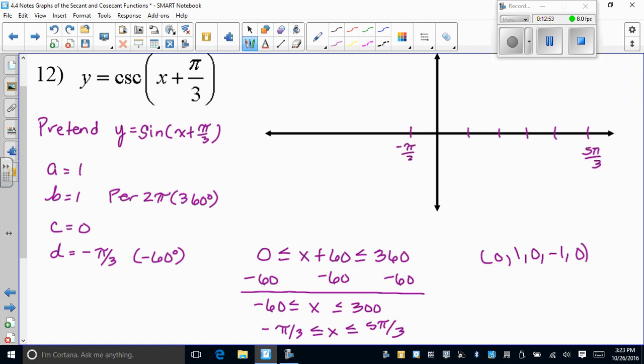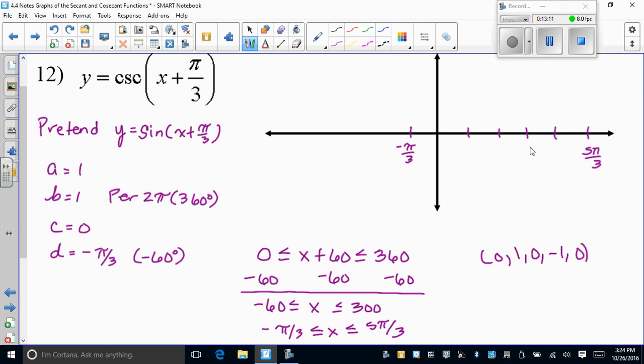But notice that we have a lot more than 5 dashes. We should only have 3 in between. So we've got to find our midpoint. Our midpoint between these, you've got to add them and divide by 2. So 5 minus 1 is 4, divided by 2 will get me 2 pi over 3.